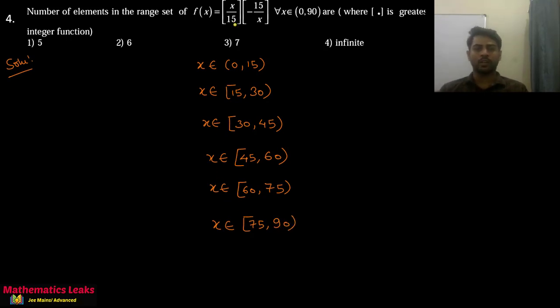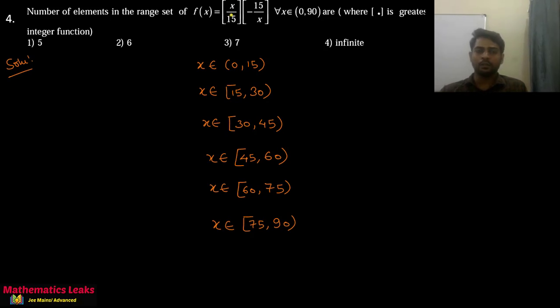So if you see the first quantity of the given product, when x is in the open interval (0, 15), the numerator is between 0 and 15 and the denominator is 15. Obviously the numerator is less than the denominator because x is between 0 and 15. So whenever you divide by 15, obviously a fraction will come, and the greatest integer of a fraction will be 0.